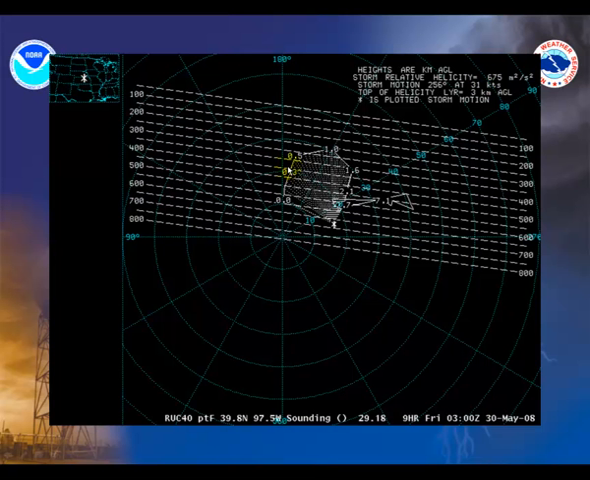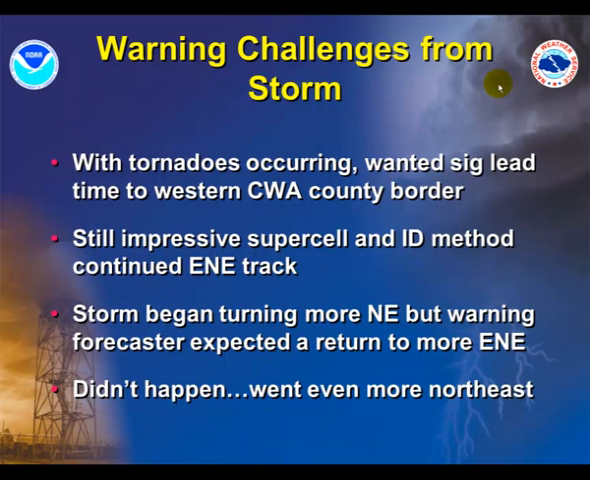But the storm relative helicity in these low-level winds in the lowest 2 kilometers increased greatly, and so the storm relative helicity went up 300 meters squared per second squared over the course of 3 hours. So the warning challenge from this storm was, with tornadoes occurring, we wanted significant lead time to the western county warning area border. And it's still an impressive supercell, and the ID method continued the east-northeast track.